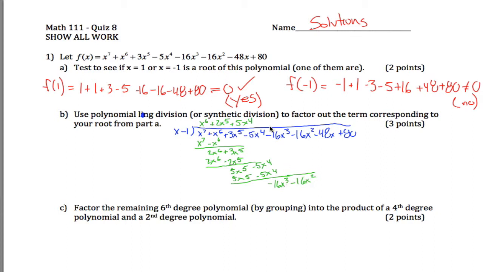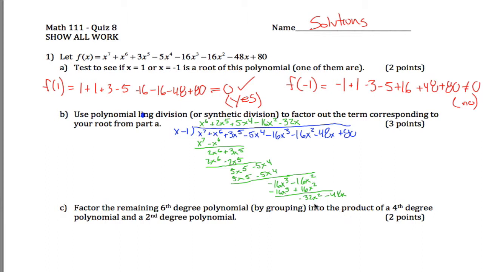To get rid of this negative 16x cubed, I'd need negative 16x squared up here. Negative 16x squared times x is negative 16x cubed. Negative 16x squared times negative 1 is positive 16x squared. Now if I subtract, negative 16 minus 16 is negative 32x squared. To get rid of this negative 32x squared, I need a negative 32x up here.